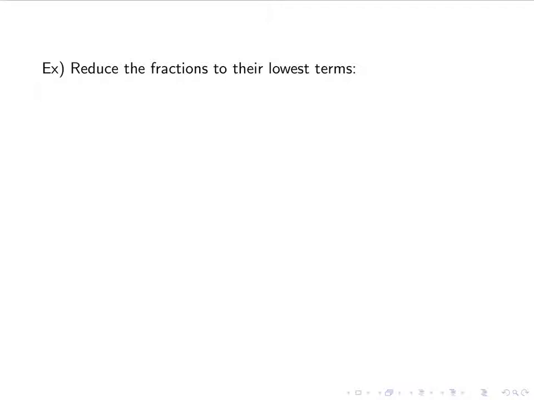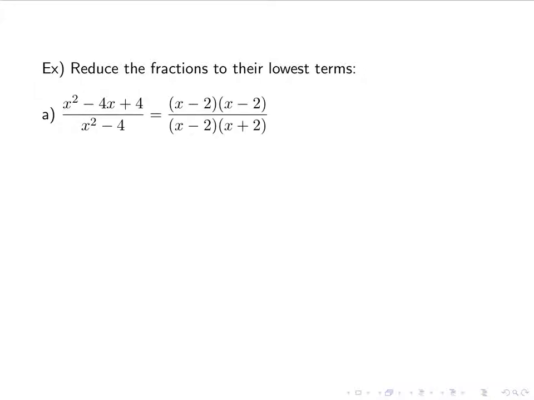So let's do some more examples. x squared minus 4x plus 4 over x squared minus 4. Our denominator is again a difference of two squares. The top is a really nice trinomial. And we get x minus 2 times x minus 2 on top, x minus 2 times x plus 2 on the bottom. And again, we've got an x minus 2 on top and bottom, and we're left with x minus 2 over x plus 2.